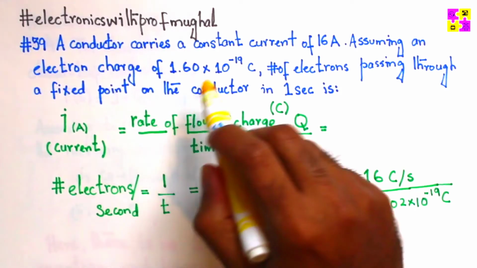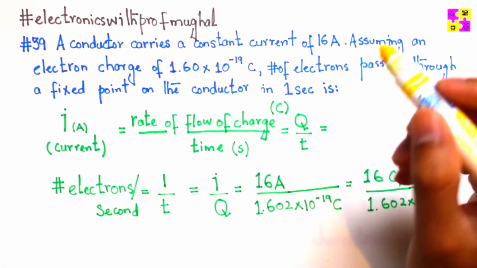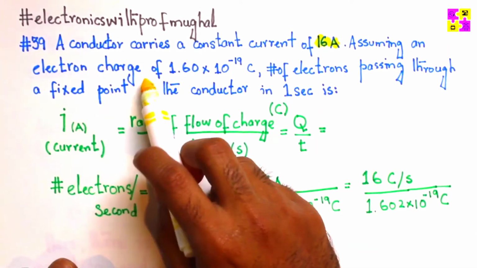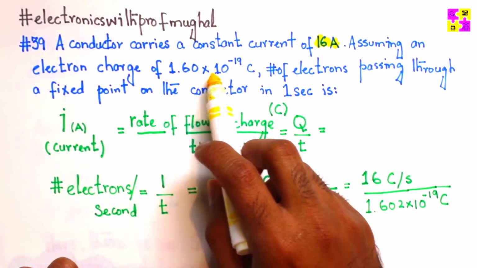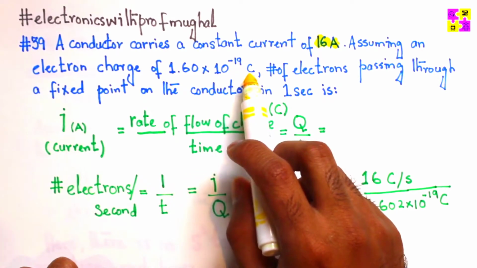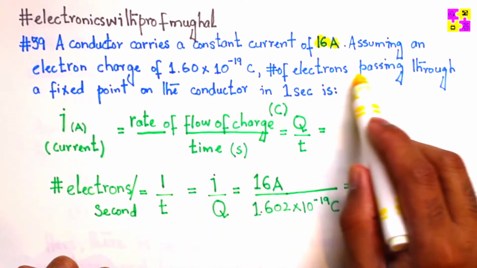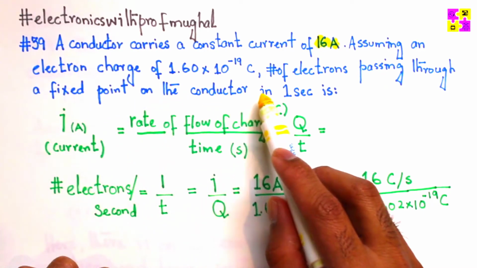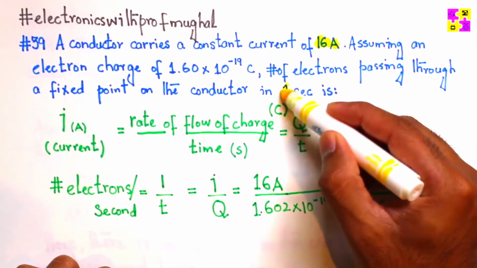A conductor carries a constant current of 16 amps, so I is 16 amps here. Assuming an electron charge of 1.60 times 10 to the power negative 19 coulomb, find the number of electrons passing through a fixed point on the conductor every 1 second.